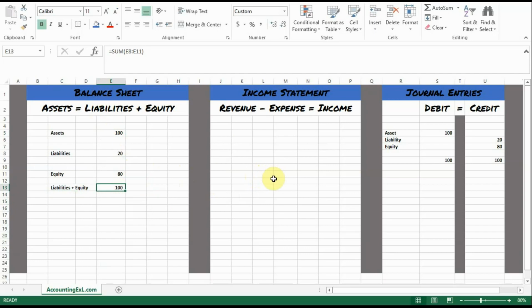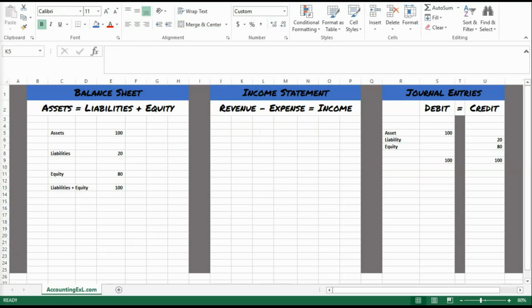Okay, so the next step of this is the income statement. On the income statement we have revenue minus expense equals income. The income statement can also be called the P&L, or profit and loss, or the statement of operations. But really this is what it is. Revenue minus expense equals income.